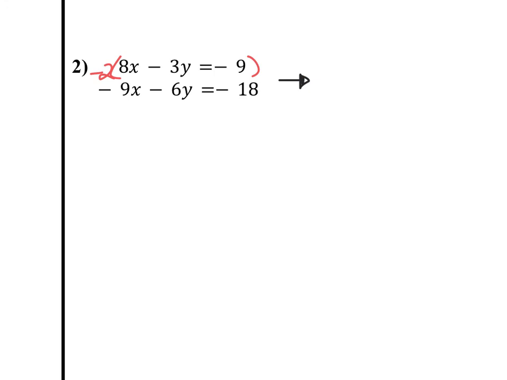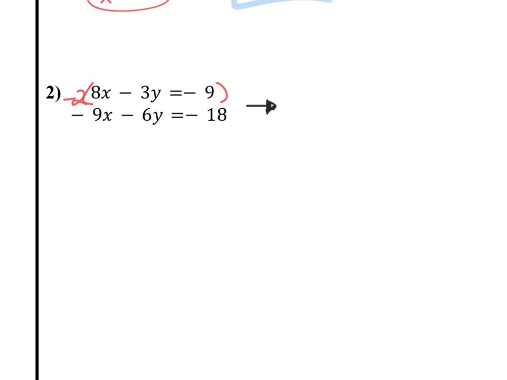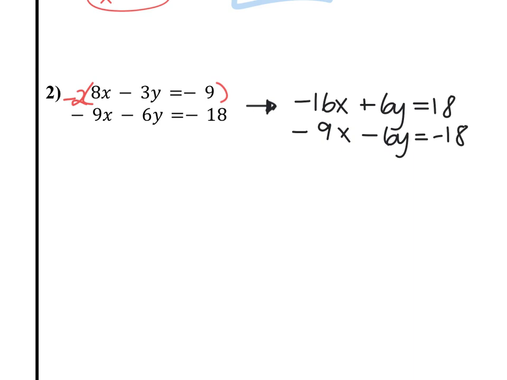And rewrite. So now on the top equation, it's going to be -16x because we're multiplying everything by -2. +6y equals +18. The bottom equation stays the same because we didn't multiply. Add these up. And now my y's will cancel out because they add to 0. So I'm left with negative 25x equals 0. Because these add to 0, they're not going to cancel out.